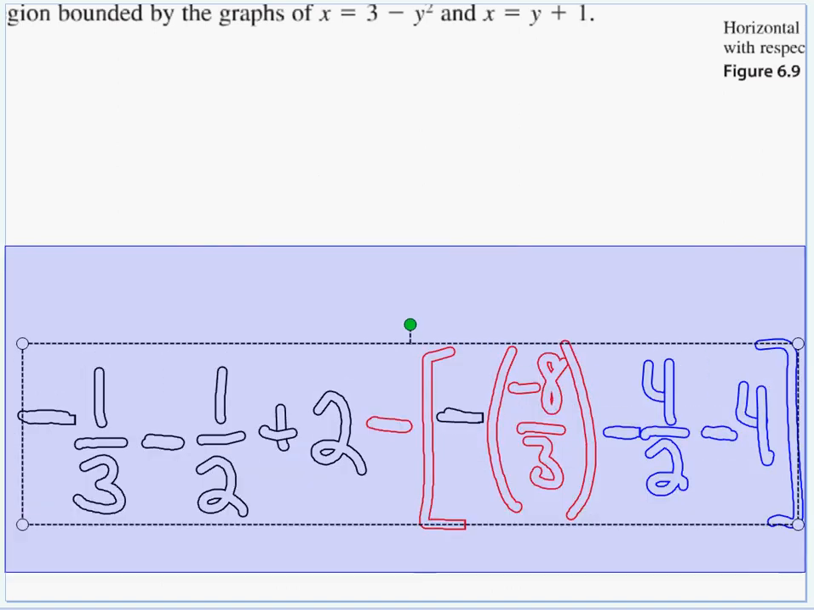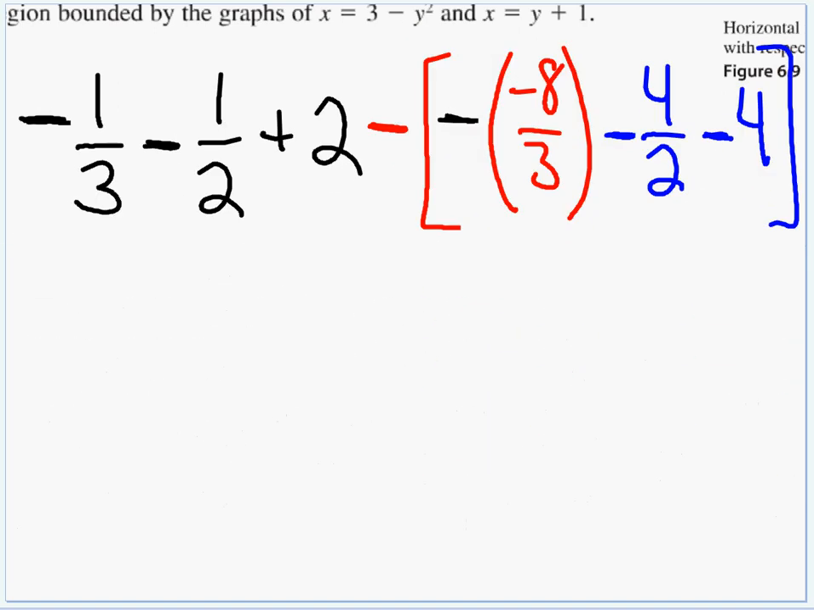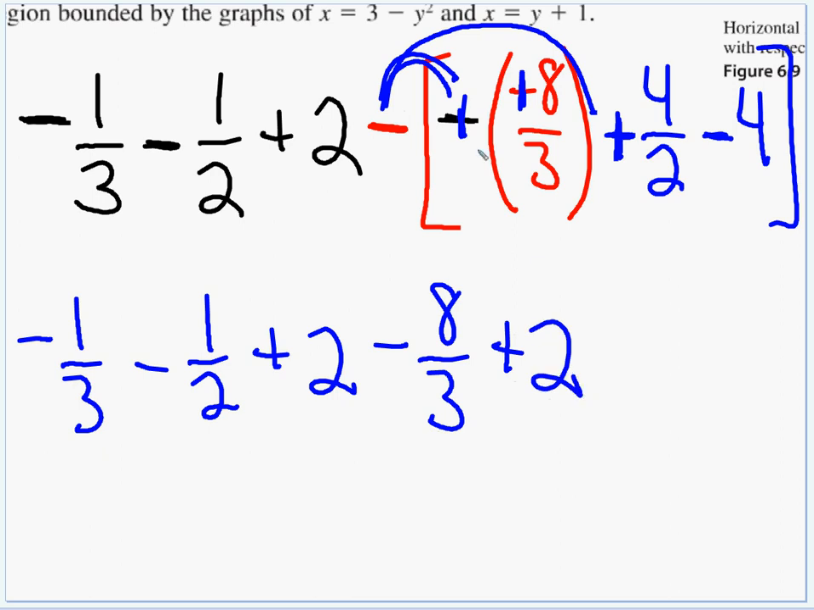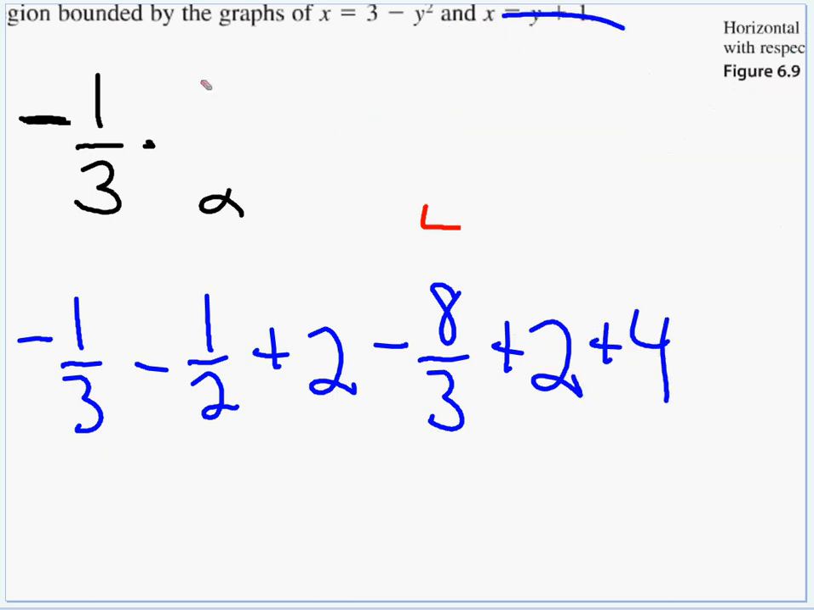And let's distribute the negative and collect what we can. So we've got negative 1/3 minus 1/2 plus 2. This first becomes a positive 8/3 because those two will turn into a positive. But then this minus jumps in, so that's back to minus 8/3. This will hit and become a plus 2. And the negative will hit here, and that will become a plus 4.